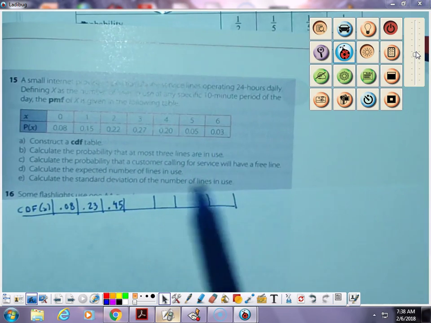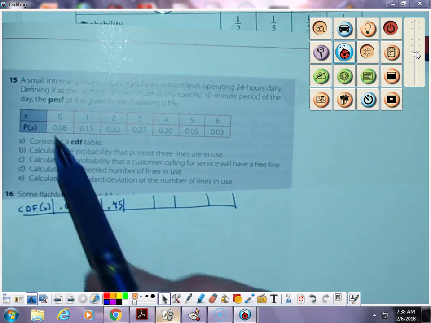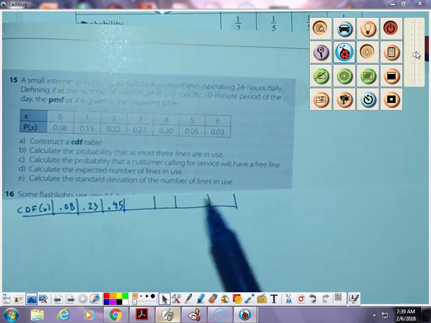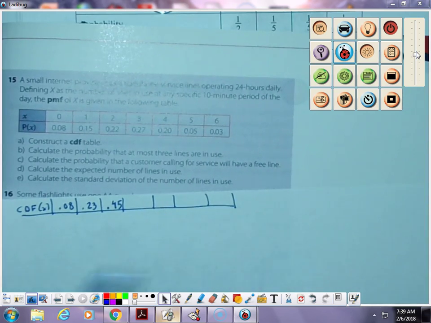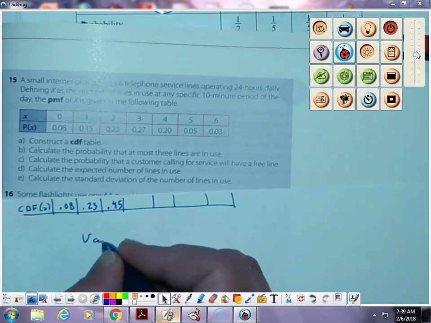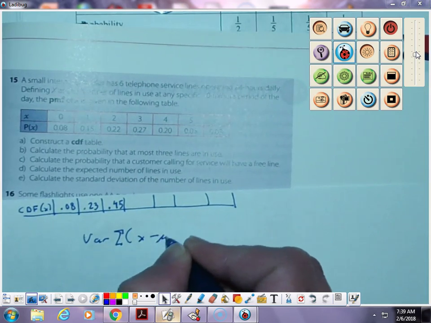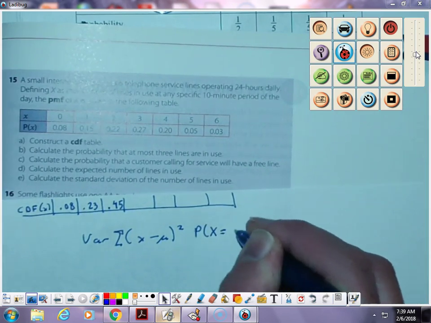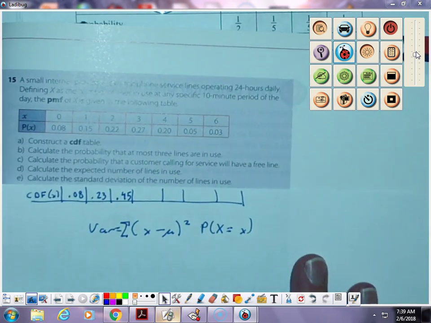So 0.97. Expected number is the same as the average, so you do each value times the probability of getting that value and add them all up. And then for standard deviation, you're going to have to use the formula that we had the other day. I don't remember what that is, but you have the variance, and you add up each number minus the average, squared, times the probability of getting the value. That would give you the variance, and then you take the square root to get the standard deviation.